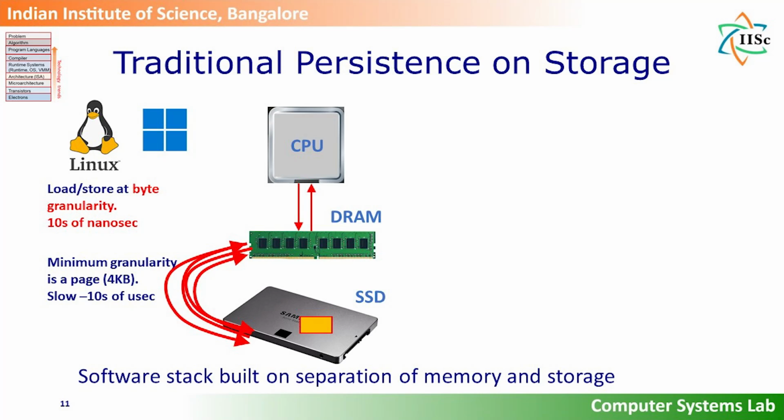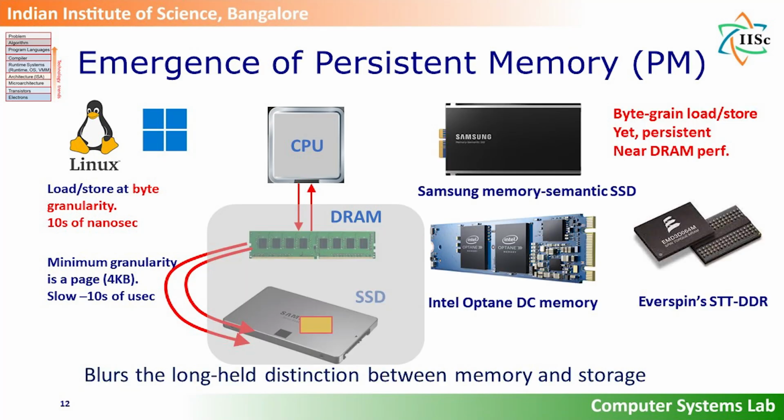Once it is there, the application software can do load stores in the DRAM at nanosecond granularity and update this data. Once this data is updated in the DRAM, again you need the operating system's help to push this data down to the storage medium to make sure the data is persisted. This distinction between DRAM, or the memory, and the storage has been the cornerstone for how software has evolved over the decades.